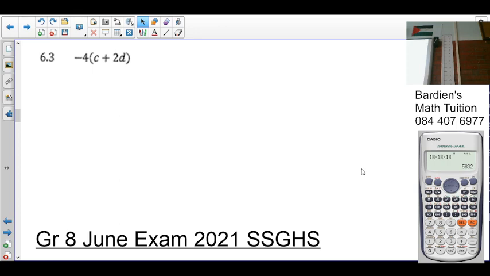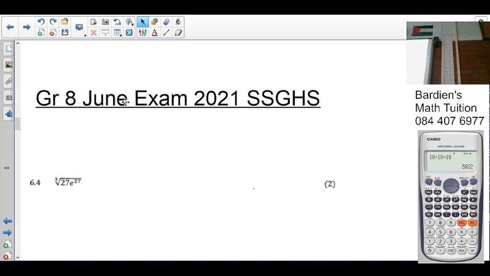6.3. Simplify. What do we do here? Get rid of the brackets. Negative 4 times c, negative 4c. Negative 4 times 2d, negative 8d. Like or unlike terms? Unlike. Yeah?